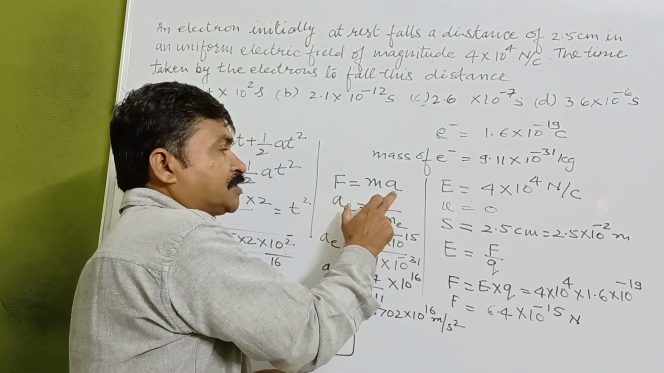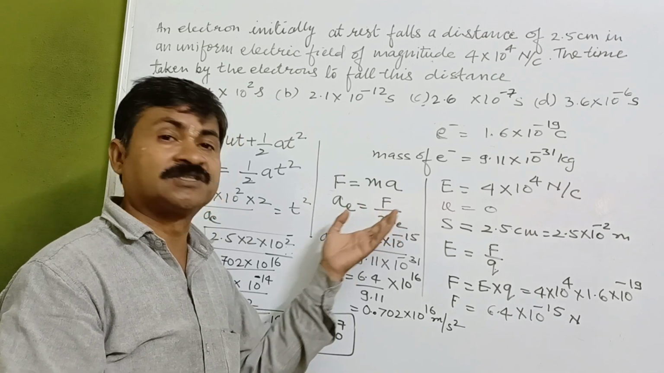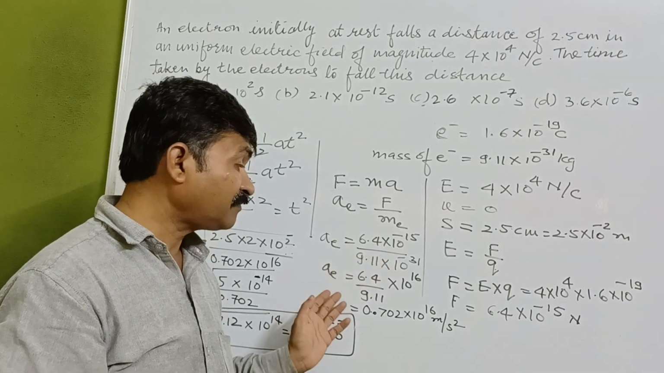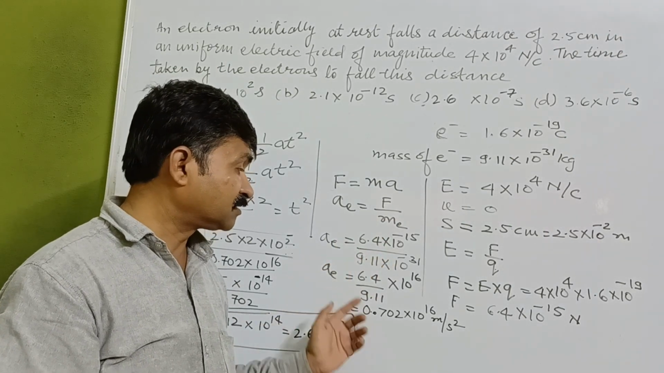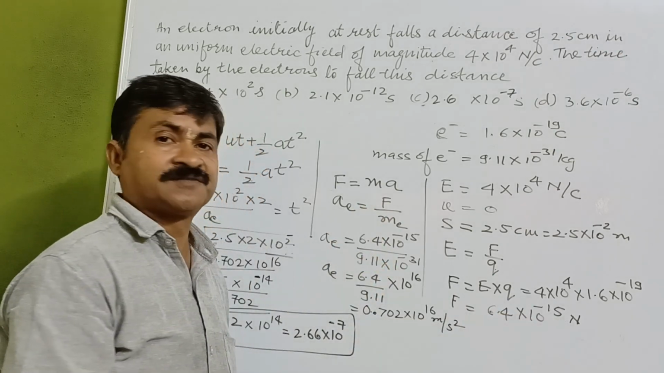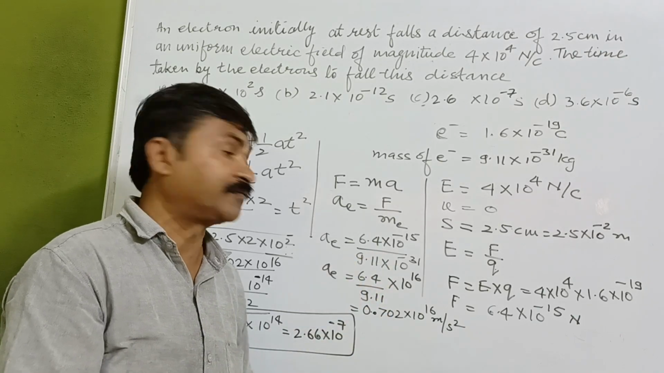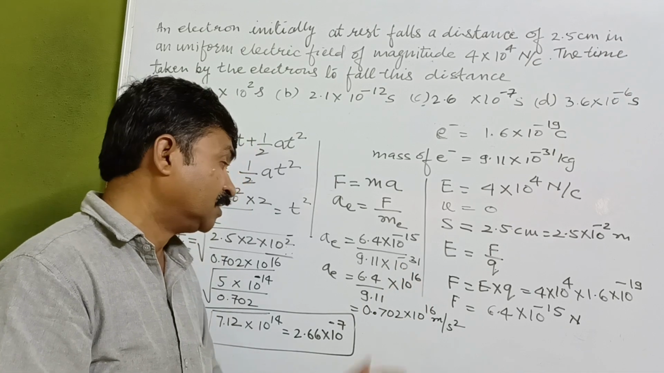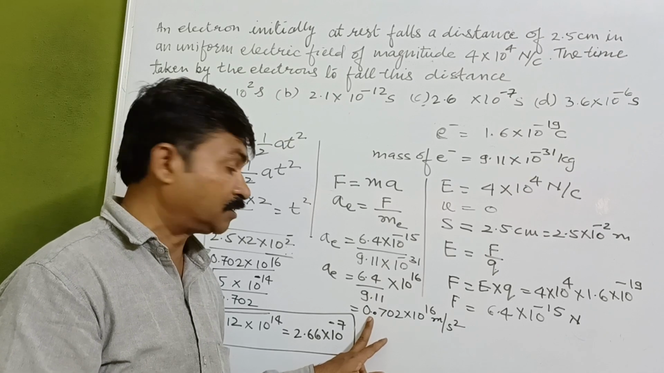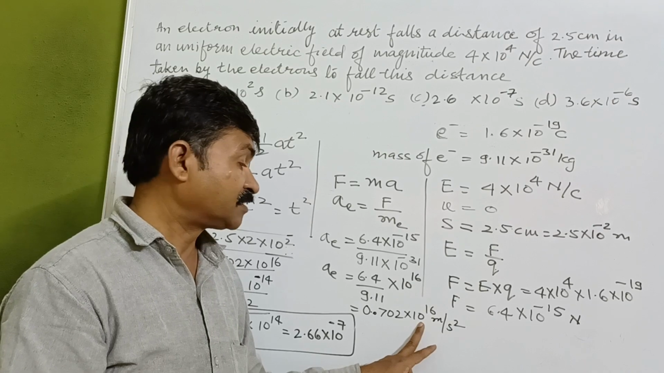So F is equal to mass into acceleration. Whenever you need to calculate acceleration and the force is given, force upon mass will give you the acceleration. So acceleration is the force, 6.4 into 10 raised to the power minus 15 Newton, divided by the mass of the electron, 9.11 into 10 raised to the power minus 31 kg. Substituting, we get the acceleration of the electron as 0.702 into 10 raised to the power 16 meter per second square.